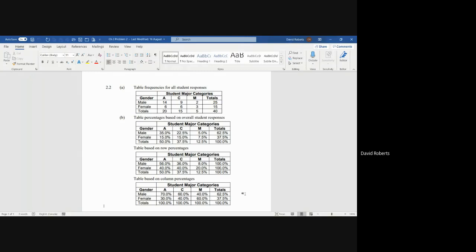Are we trying to find more men to go into nursing, for example, because that's a very female-dominated career? Are we trying to get more women to become engineers? So this is where you would use this information.